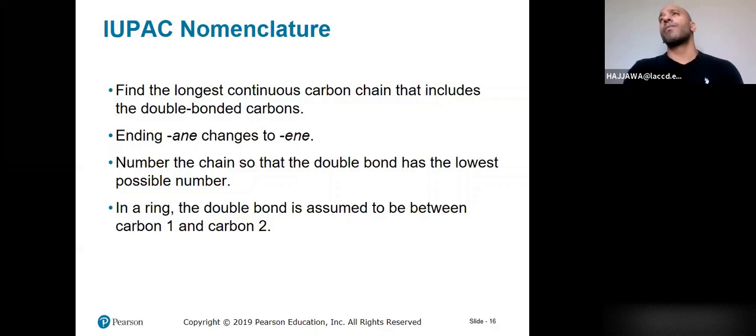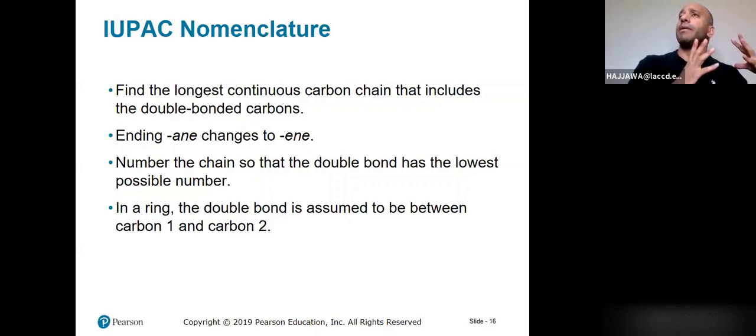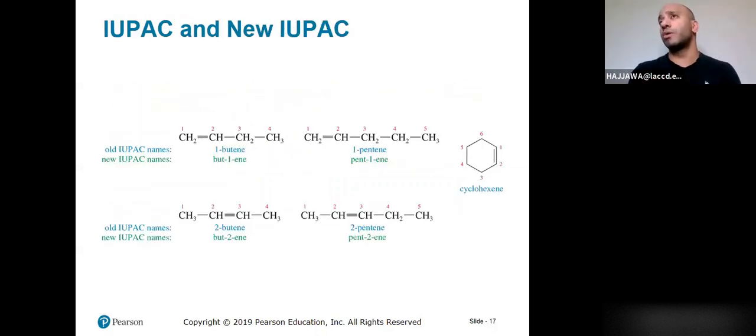IUPAC. It's very important that we learn how to name alkenes. Depending on the structure of the alkene, whether it's a straight chain or a cyclic, the set of rules varies a little. If it's a straight chain, you're always going to find the longest chain of carbons the alkene is part of, and you always want to number the straight chain from the side that's closest to the alkene. Keep that in mind.